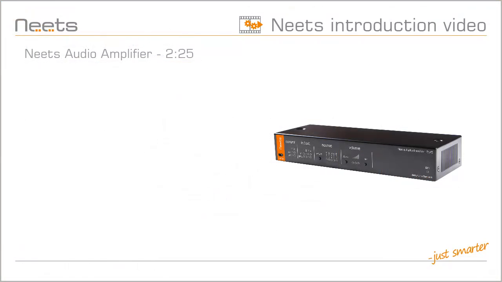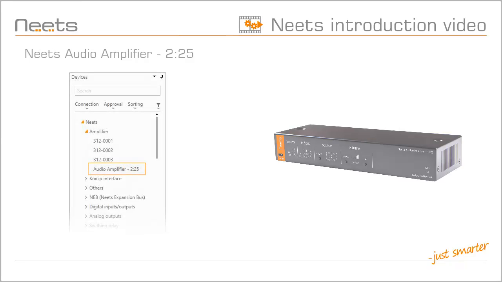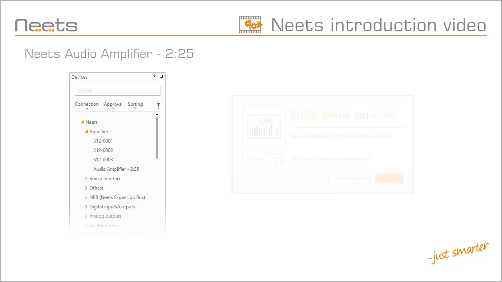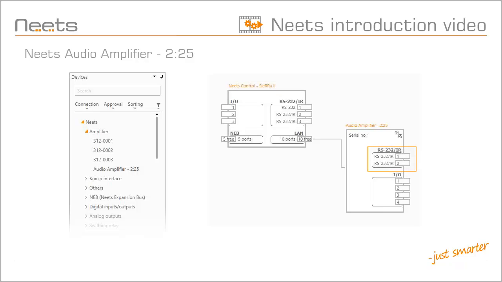Neets Audio Amplifier 2.25 has been added to the Project Designer 1.8. You can find it in the device list. And like adding Neets relays or expanding with Neets control systems, you only need to enter the serial number when adding the amplifier. When added, you can easily add devices to the 2 RS-232 ports and 4 I/Os.